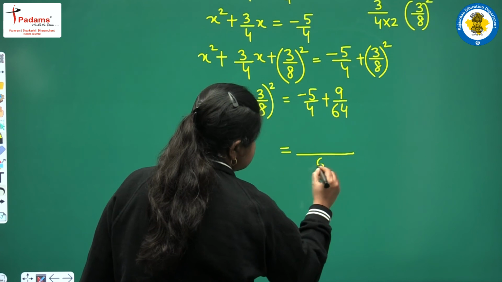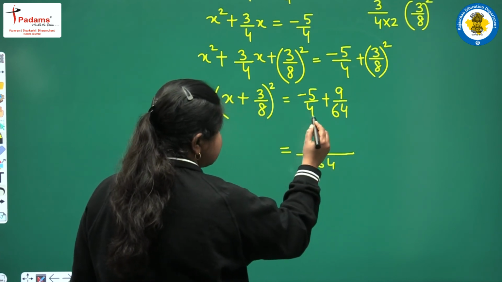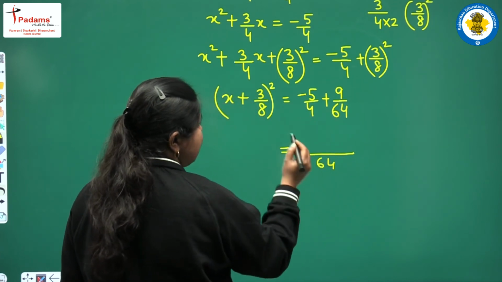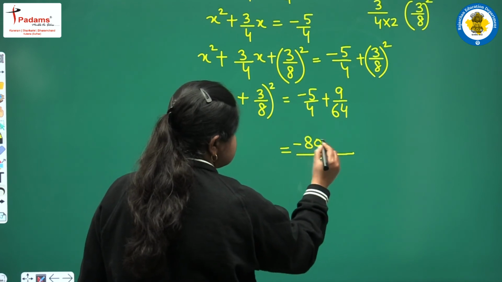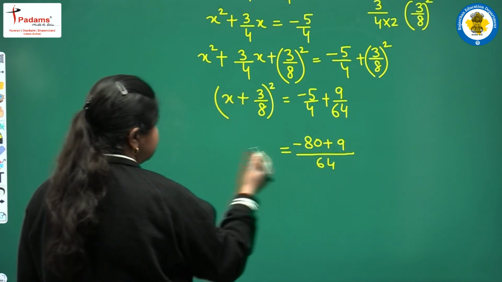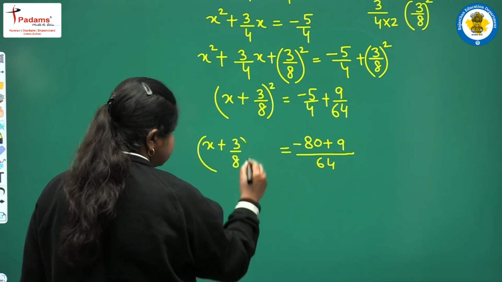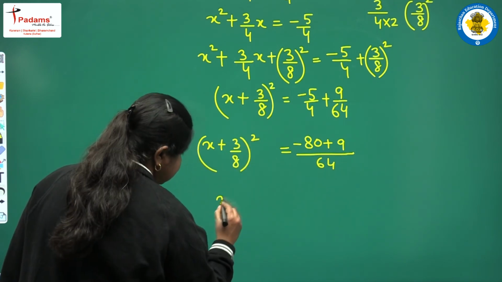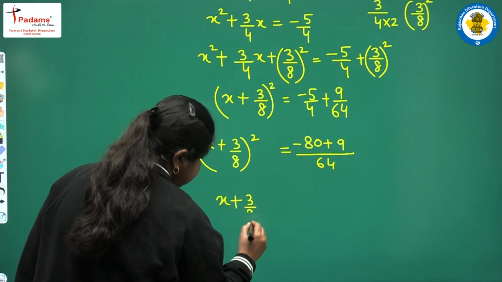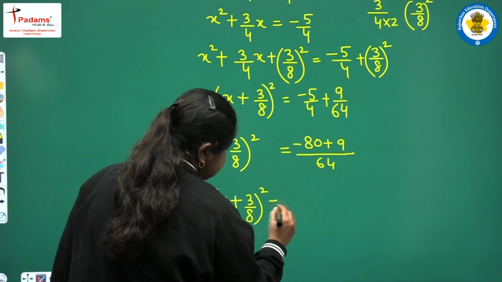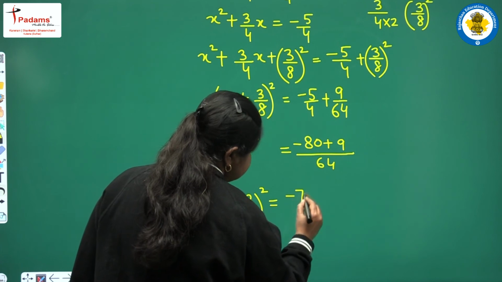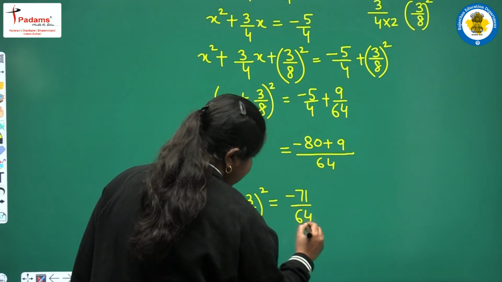Take the LCM as 64. 4 into 16 is 64 and 16 5s is 80. So it will be minus 80 plus 9 here, and here we have x plus 3 by 8 whole square. Again x plus 3 by 8 whole square is equal to now minus 71 by 64.